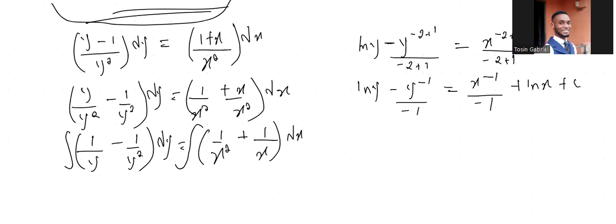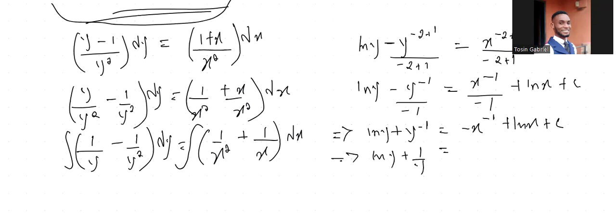It's going to give you finally ln y. Because of this minus, they will change to plus, the minus at the denominator, so you can have plus y raised to the power of minus 1, which is equal to, you can say, minus x raised to the power of minus 1, then plus ln x plus c. Then finally we can have it as ln y plus 1 over y, which is equal to ln x minus 1 over x plus c.